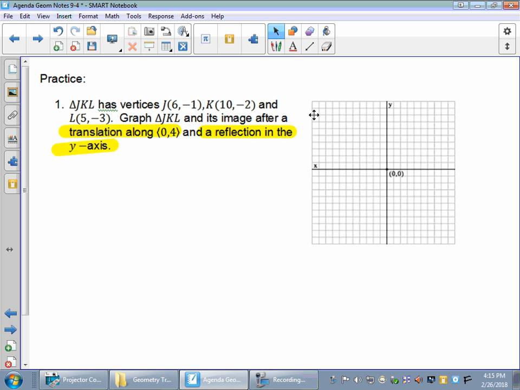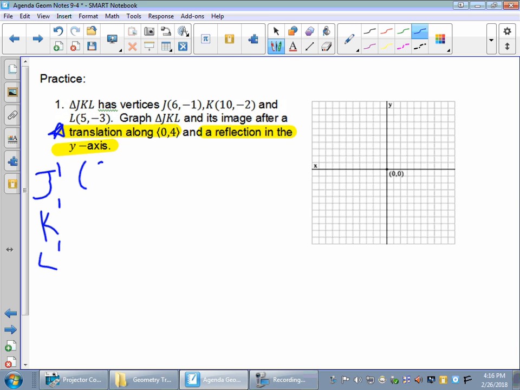I like to do it by doing just one transformation at a time. So that means I'm going to find just this translation first. I'm going to take all of my points. I'm still going to call it, after it's translated, the primes. So I'll have J prime, K prime, and L prime. If I translated J by 0, 4, I'm going to add 0 onto my x's and 4 onto my y's. So for J prime, I will have a 6 followed by a 3.